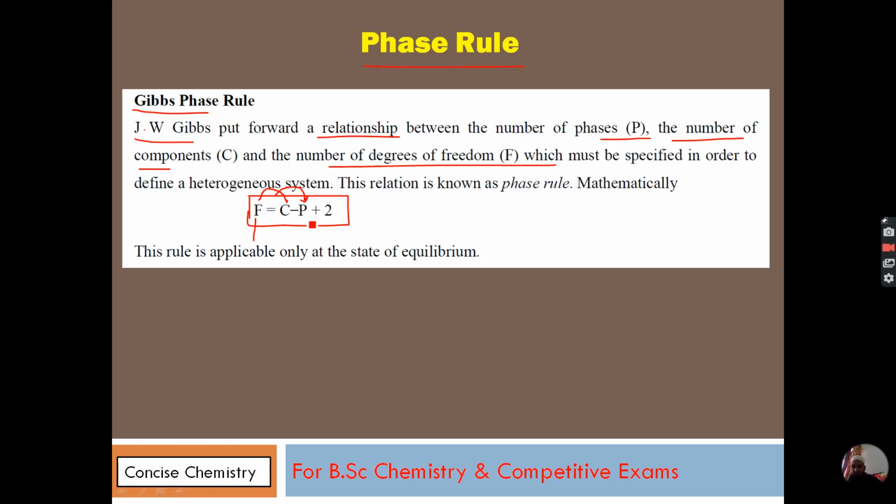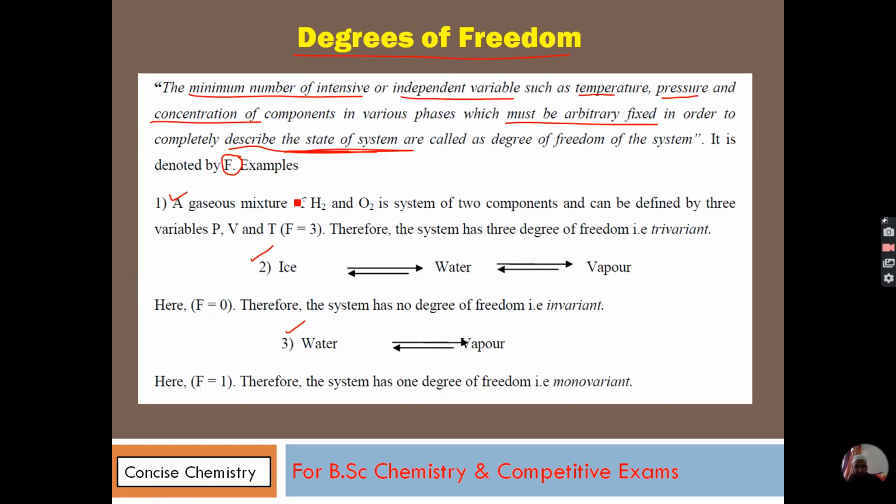ठीक है? So now let's go back to those examples. The first example is we have a gaseous mixture, that is hydrogen and oxygen. So, assume that we have a gaseous mixture here. Okay, this is a closed system. In this we have gases like hydrogen and oxygen. Now we have two gas molecules, so that means the number of components is 2. So your C value is 2 here.